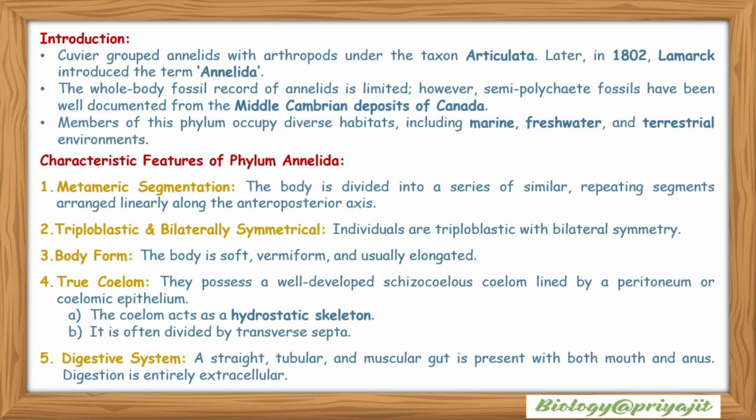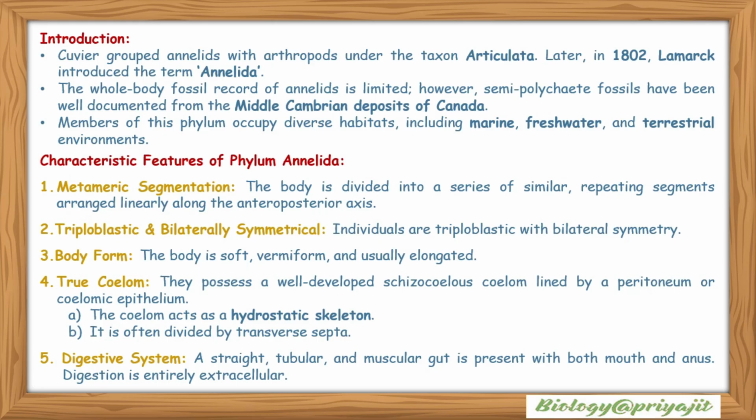Characteristic features of phylum Annelida. First of all is the metameric segmentation. The body of the annelid is divided into a series of similar repeating segments arranged linearly along the antero-posterior axis. So this is called metameric segmentation, and each segment is called a metamer, and it is the unique feature of the phylum Annelida.